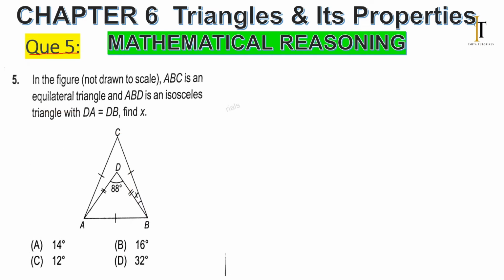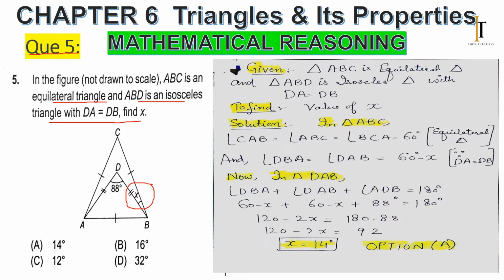Question number 5. In the given figure, ABC is an equilateral triangle and ABD is an isosceles triangle with DA equal to DB, and find X. First of all, let's spot where X is. So here it is. Now with the help of the given information, let's try to find the correct answer. Now in triangle ABC, the big triangle, angle CAB, angle ABC, angle BCA are each equal to 60 degrees. Yes, the reason is equilateral triangle.